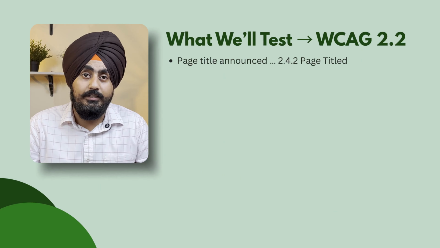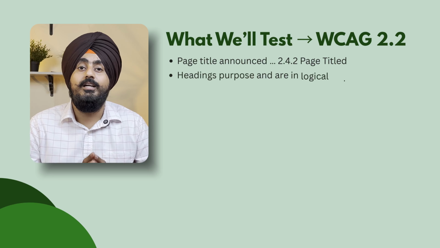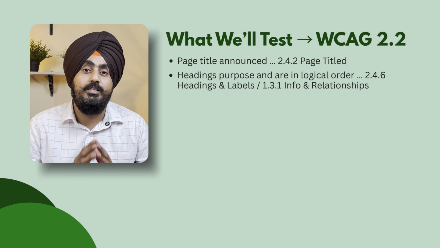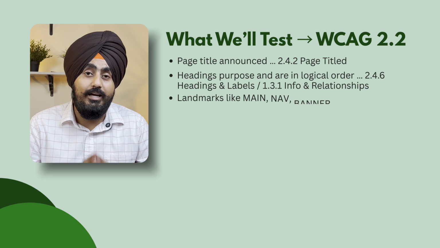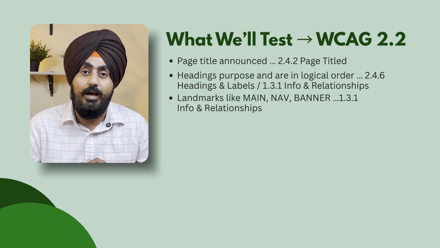But before we jump in, let's define what we are testing for. Every issue VoiceOver uncovers ties back to the exact WCAG 2.2 success criteria. And here's the checklist we will use. We will test for page title announcement under 2.4.2 page title, headings purpose, and do we have things in the logical order for 2.4.6 headings and labels, and 1.3.1 information and relationships. We'll test for landmarks like main, nav, and banner under 1.3.1 info and relationships.